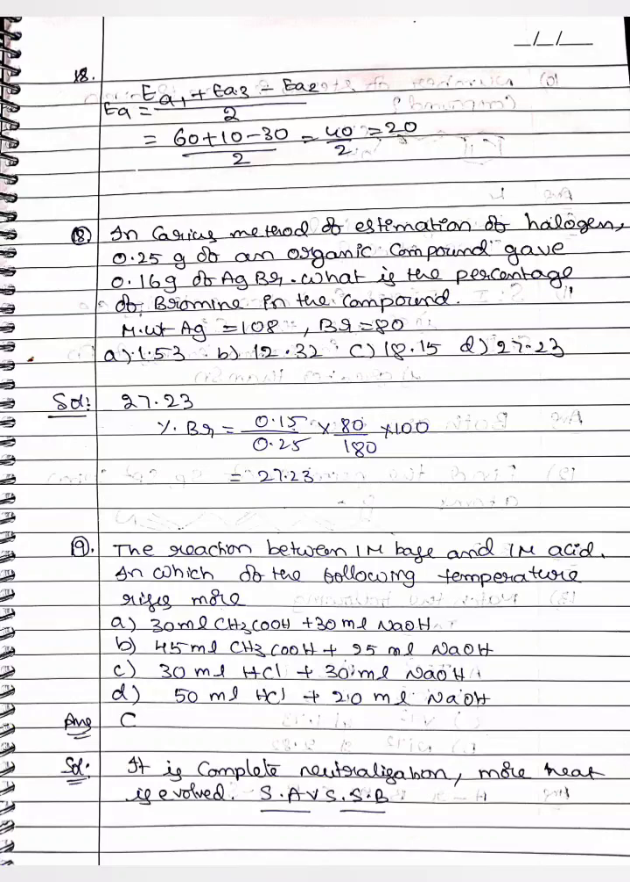Next one, the reaction between 1 molar base and 1 molar acid, in which of the following does the temperature rise more? The complete neutralization takes place in option A and option C. But if we look at option A, there is a weak acid where we get less temperature. So for the strong acid versus strong base neutralization, with two equal moles, option C is correct. The temperature rises more in option C.